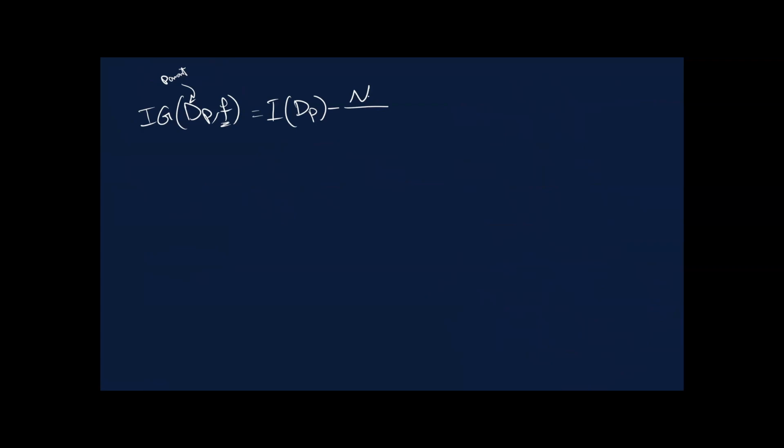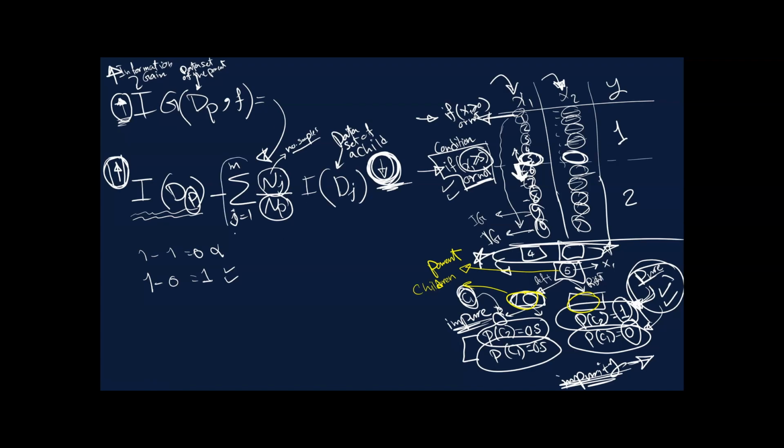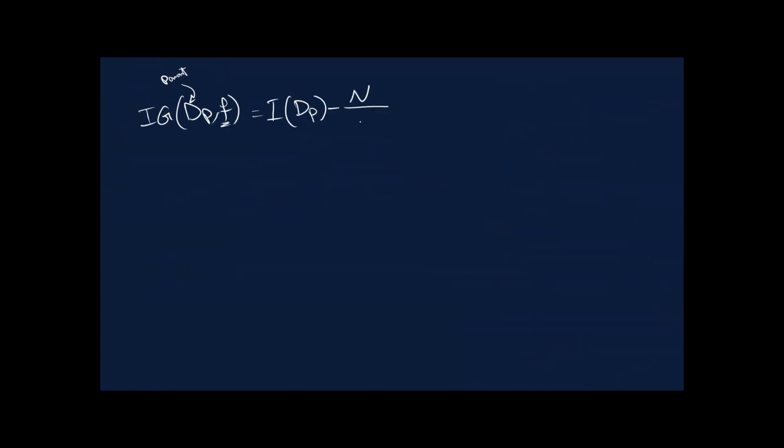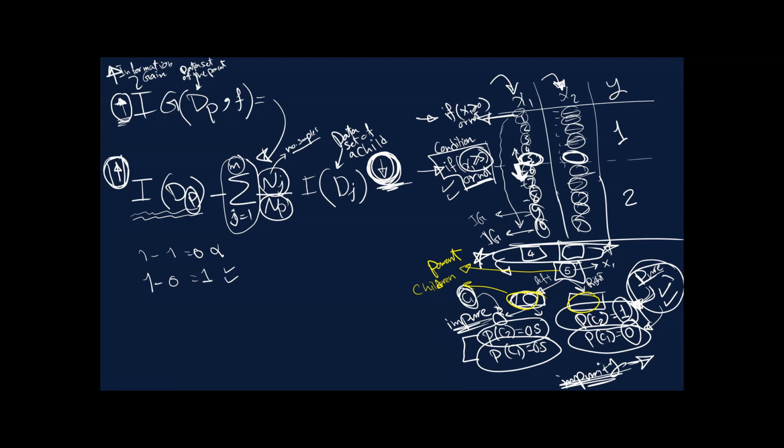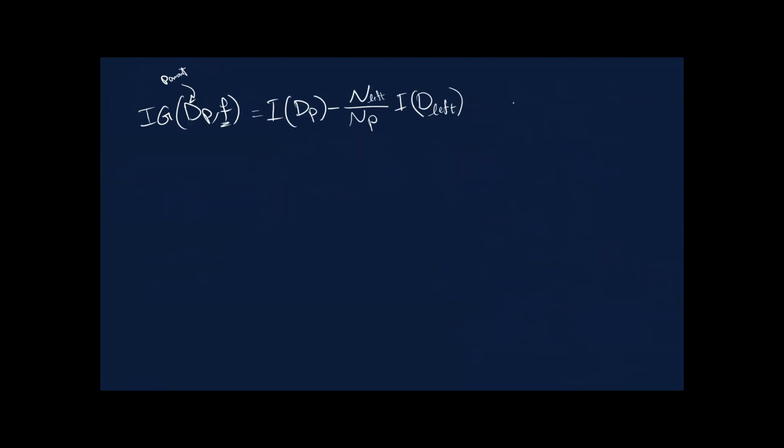So here we have the first split. Here I will be expanding this summation because we just have two of them. So we can just expand them in the equation. So it will be n left over n of the parent, and this is multiplied by the impurity of the left child. Okay, minus, because this is a summation, but here we have negative, so it will be minus n right over n parent. This is multiplied by the impurity of the right child.